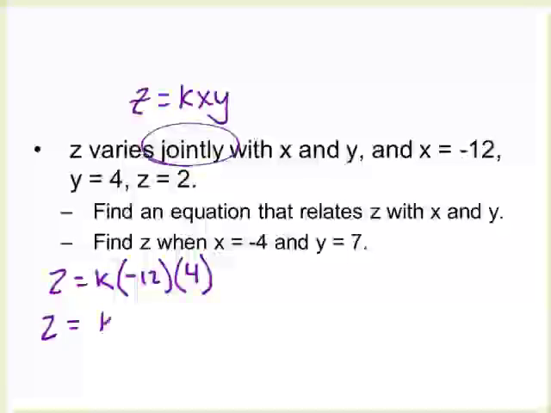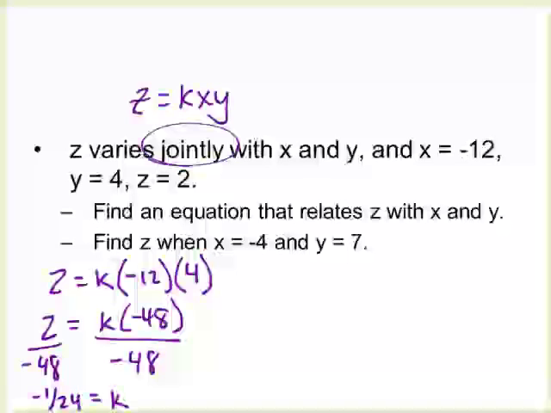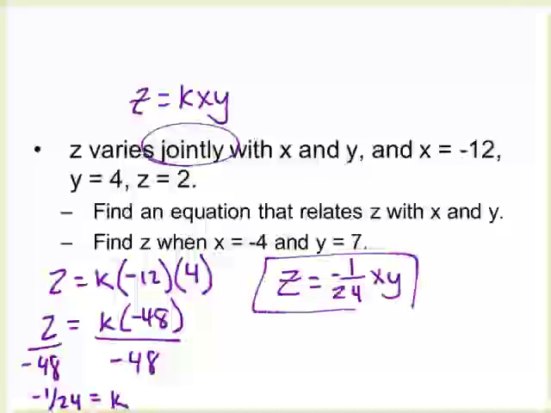So I can do that multiplication and get negative 48. And divide by the negative 48. And I get negative 1/24 is our k value. But that is not the answer to this question, because it doesn't say anywhere just find k. It says find an equation that relates z with x and y. So that means our answer should have z, x, and y in it. So the equation with the k value plugged in its spot, just like it was in examples 3 and 4.